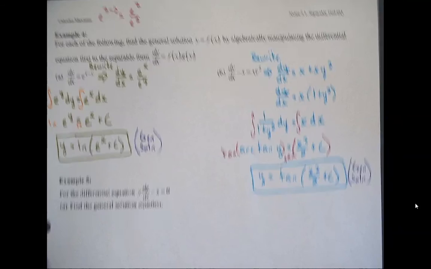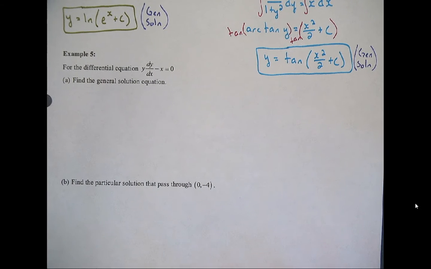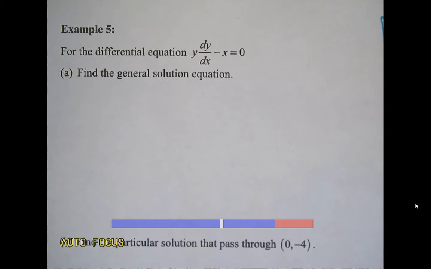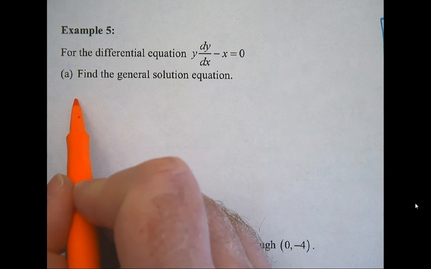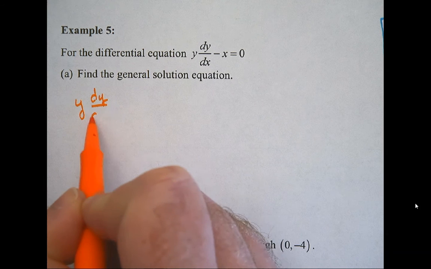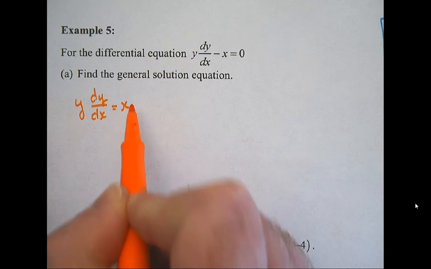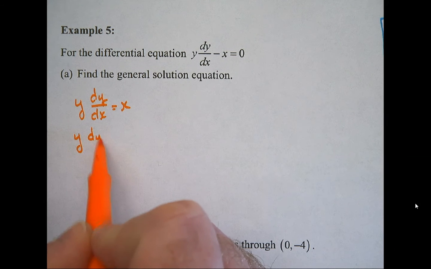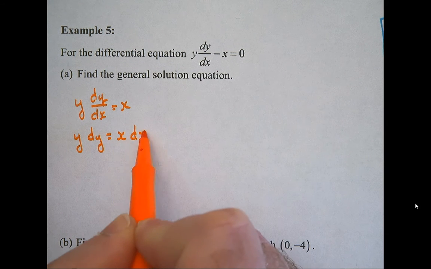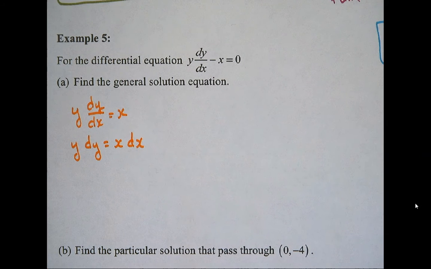All right. Find the differential equation, blah, blah, blah. Find the general solution equation first. So I'm going to give you a second. I'd like you to try to manipulate as best you can. Let's see how you did. So I'm going to bump the x, definitely bump the x to the other side. So I now have y dy dx equals x. And then now I just need to get this dx to the other side. So I get y dy equals x dx. That's not too bad. And then I can integrate.